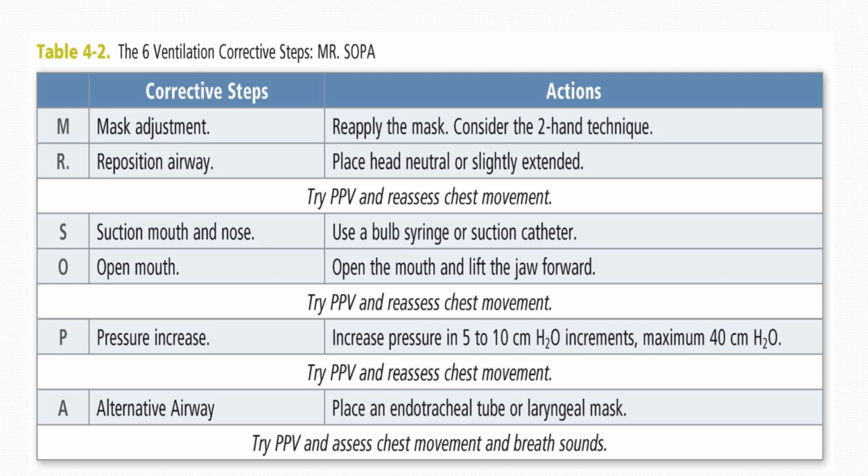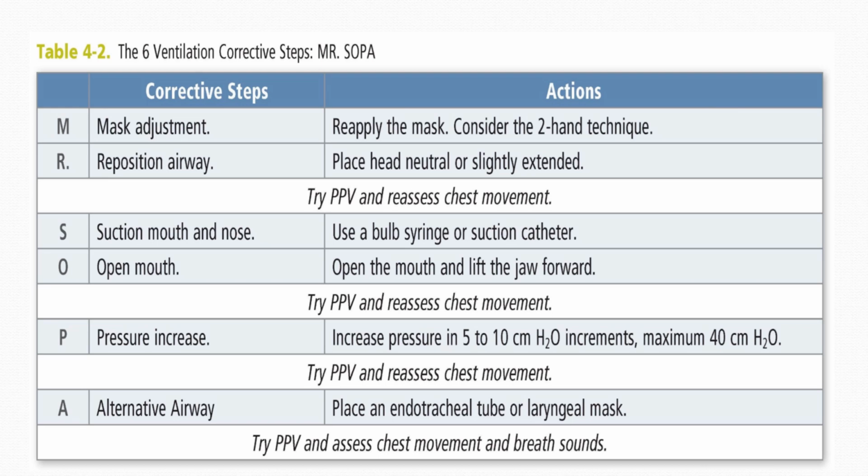And then if the patient is still apneic, gasping, heart rate below 100, you will do suctioning of the mouth and nose, you do opening of the mouth, and then try PPV and assess chest movement. And if still apnea, gasping, heart rate below 100, then you will increase the pressure in the ambu bag by increasing 5 to 10 centimeter H2O, up to 40 centimeter, and try PPV again and reassess the chest movement. And finally, if there is still apnea, gasping, heart rate below 100, then you have to use alternative airway.